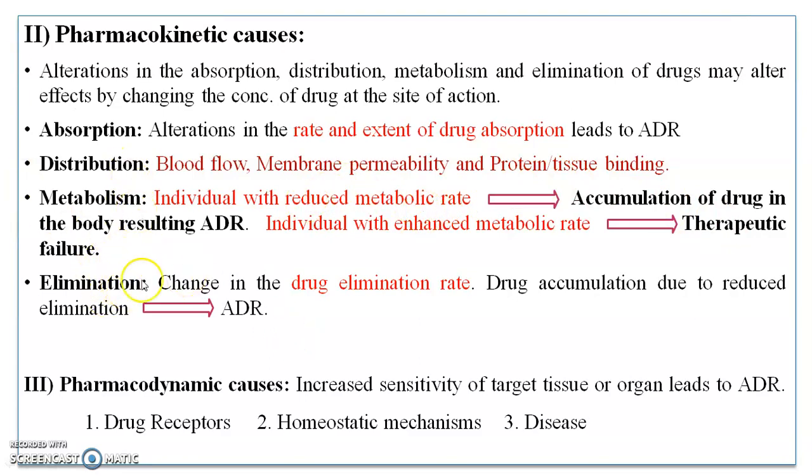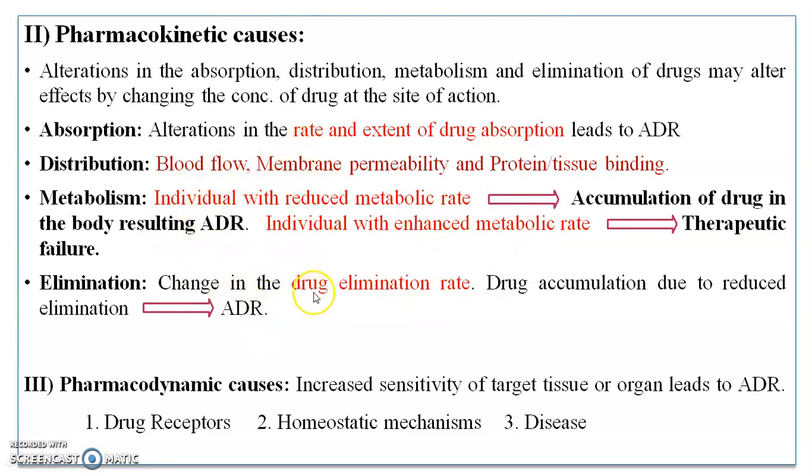In case of elimination, any change in the elimination process or drug elimination rate leads to adverse drug reaction. Particularly if the patient has comorbid conditions where the patient had polypharmacy, where different drugs have to be eliminated through the renal system, there is a chance of toxicity of a drug in the body. When the patient has reduced elimination from the body, it leads to adverse drug reaction because of increased accumulation of drug in the body.